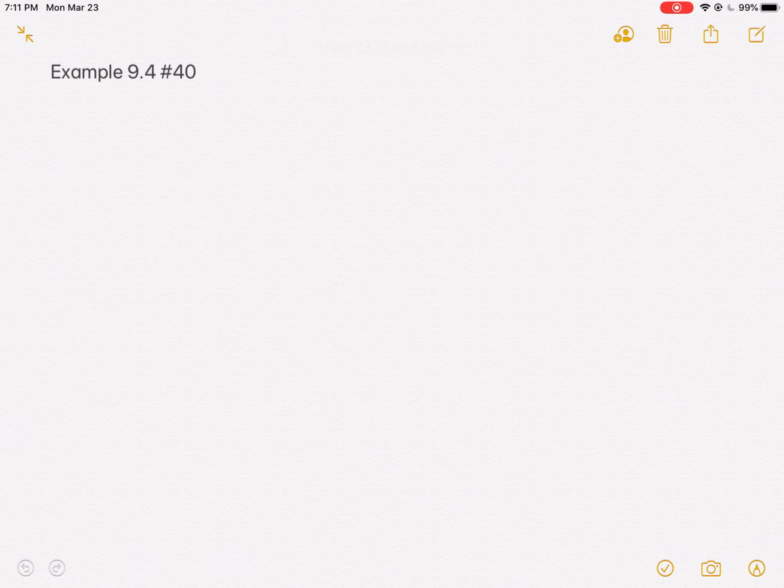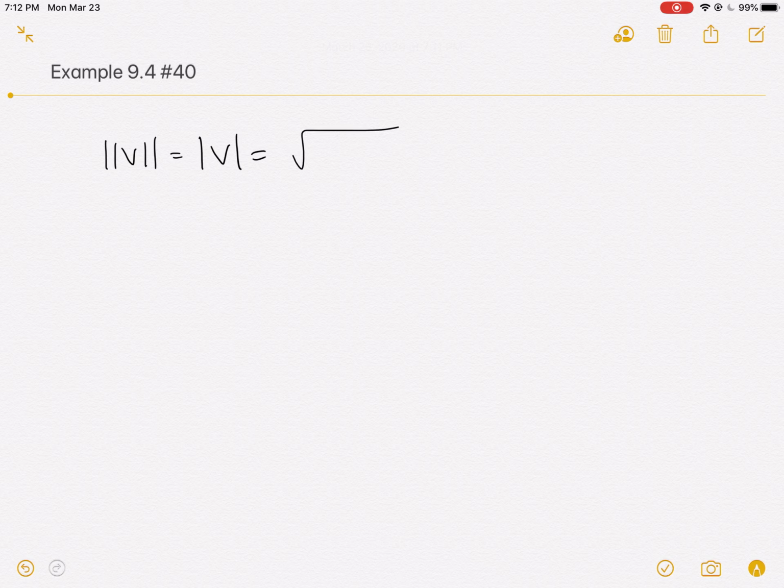For our next example, we're going to look at finding the magnitude of a vector. It's very simple to find the magnitude of a vector. The magnitude of a vector, and I'll use a double line, I think they just might use a single line, so I'll put that in here. But the magnitude of the vector is simply the square root of its I component.